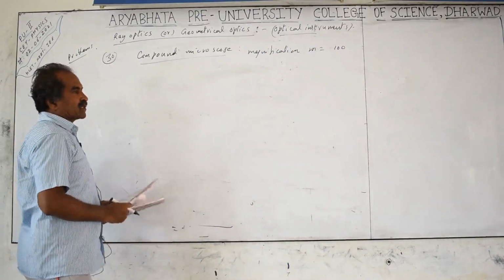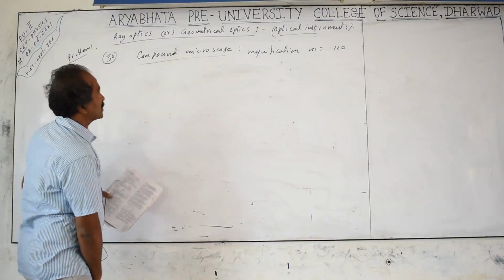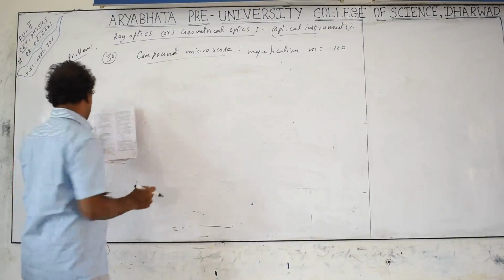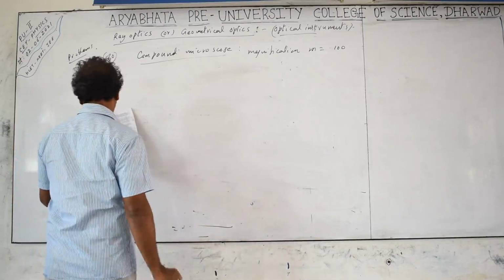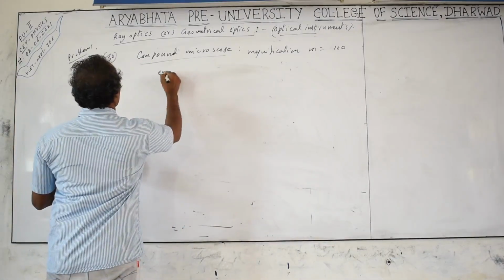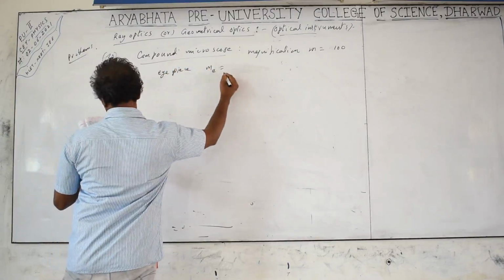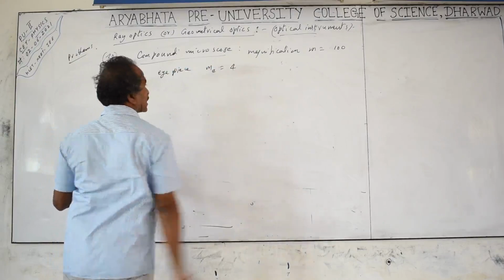You will get negative because the final image is inverted. For an astronomical telescope also, the magnification should be negative. They don't mention the minus in 100, but you must know that. Next, the magnifying power of the eyepiece is given as 4. The eyepiece acts like a simple microscope.